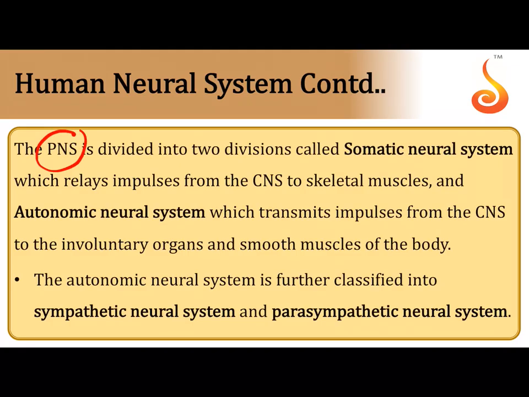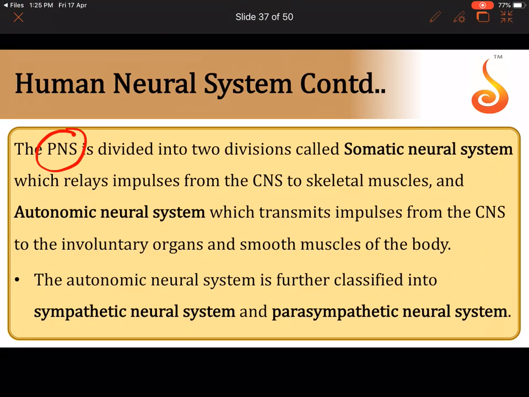Then we can also classify the PNS into two major divisions. So now we classified the nerves, afferent and efferent nerves, which are a part of the peripheral nervous system. But the two major divisions of the peripheral nervous system are the somatic neural system and the autonomic neural system. Basically, it depends upon where the nerve is carrying the signal. In the somatic nervous system, the signal is carried to somatic components, for example your skeletal muscle. From the brain or from your spinal cord, the nerve is carrying the impulses towards your skeletal muscle. Then it makes up the somatic neural system.